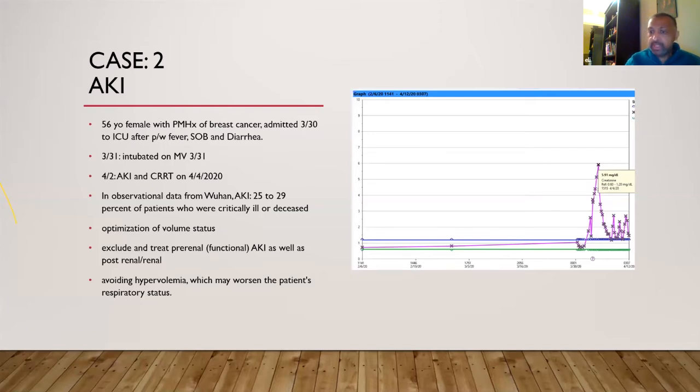Of course, in any renal failure you need to exclude other causes of injury, including drugs. Avoid nephrotoxic drugs. Make sure there's no obstruction, so the ultrasound will be important because post-renal is also a common cause. You also have to avoid hyper-resuscitation, because hypervolemia not only worsens your respiratory status, it could actually lead to worsening of renal failure.